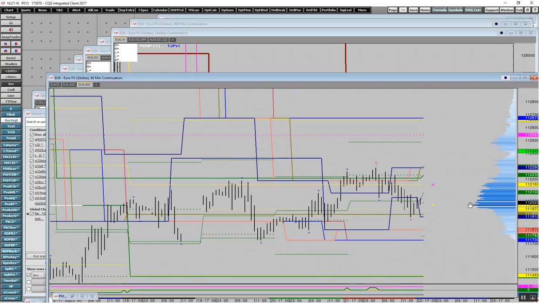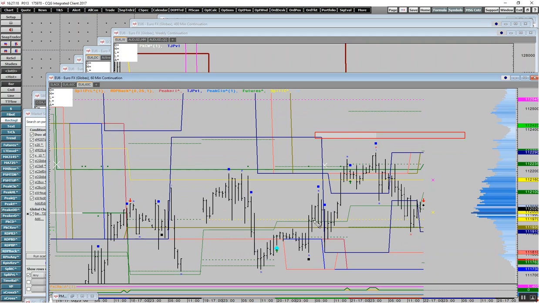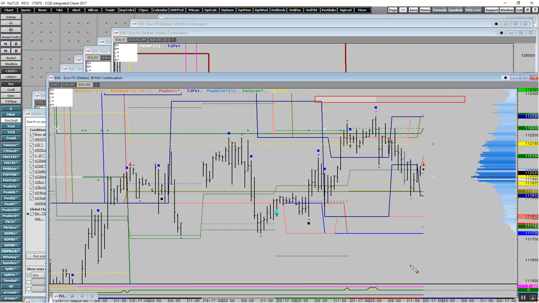But for now, the weight is down still, so look for that stop above 1.1240 if you're short, and if you're long, you want to pay attention to moves back under here today.